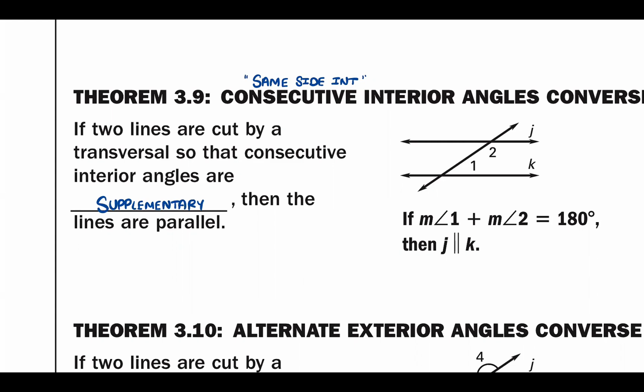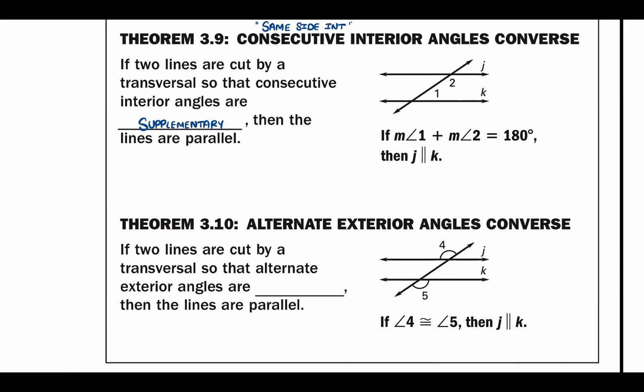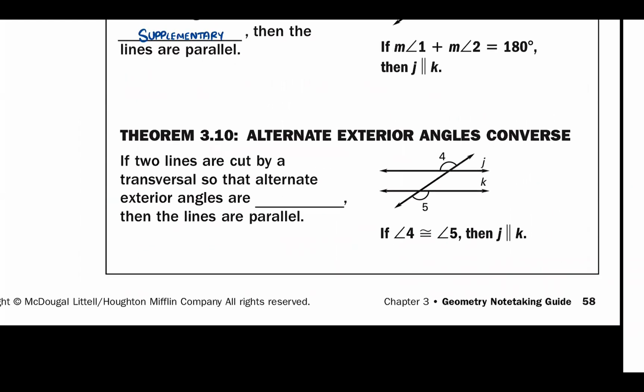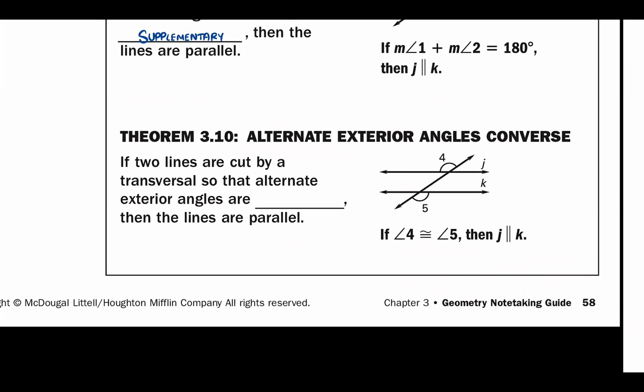And then our last one was the alternate exterior. Opposite sides of the transversal, outside of my parallel lines. Alternate exterior angles are congruent. If I just had the picture, how would I know they're congruent? Hoops. Hoop. There it is.